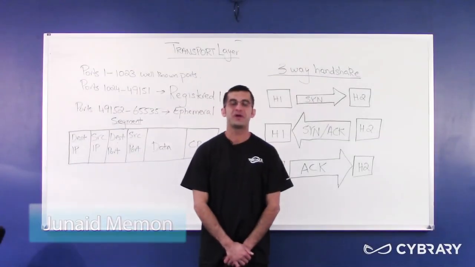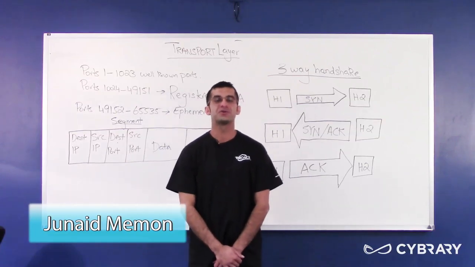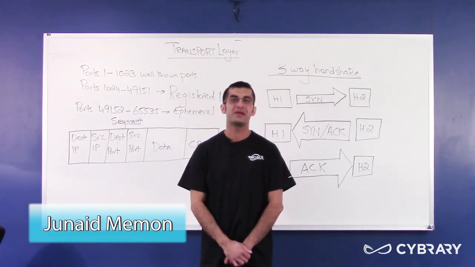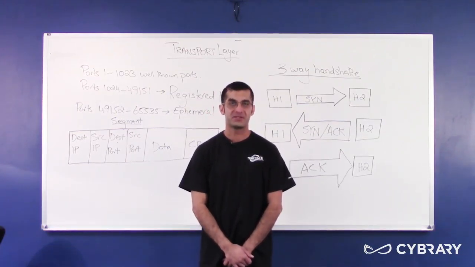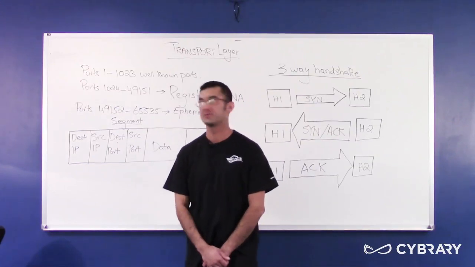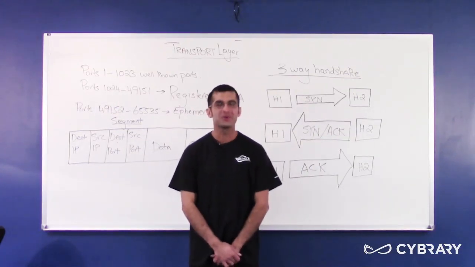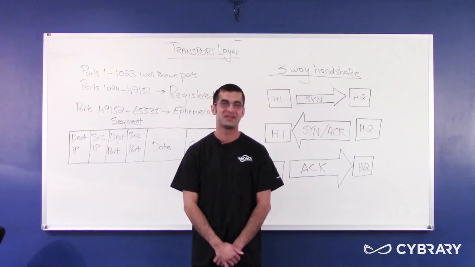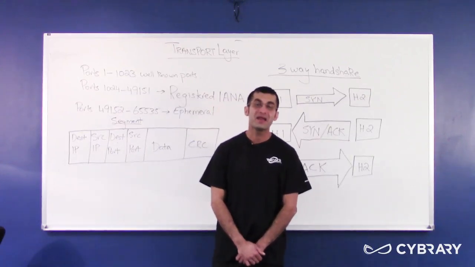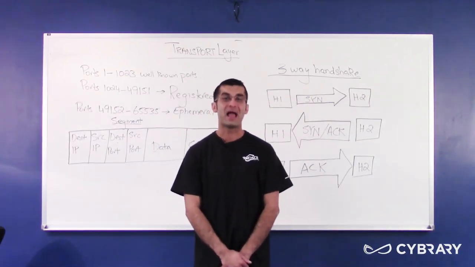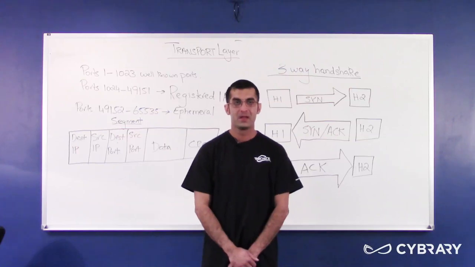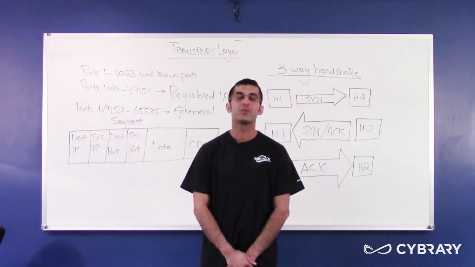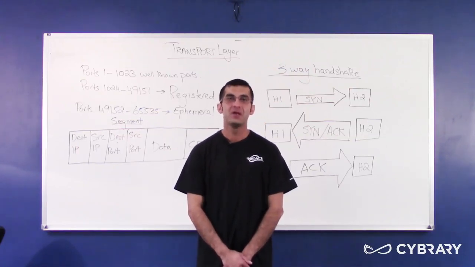Now we're going to move on to the transport layer. The transport layer controls communications between end hosts, or between end devices. This communication between end devices can either be reliable or unreliable. So, Transmission Control Protocol, or TCP, provides for this reliable communication or this reliable service.